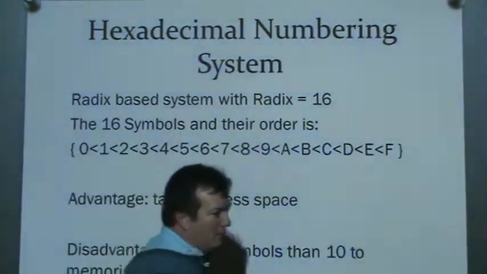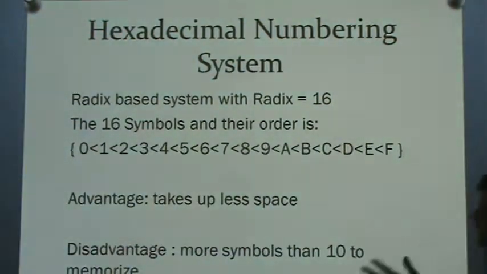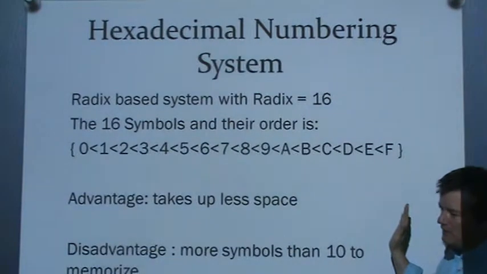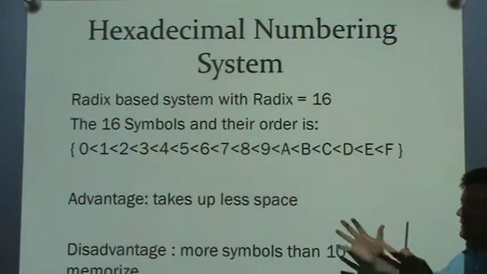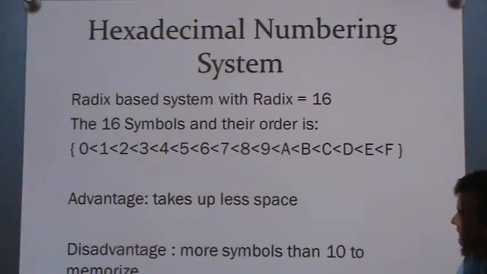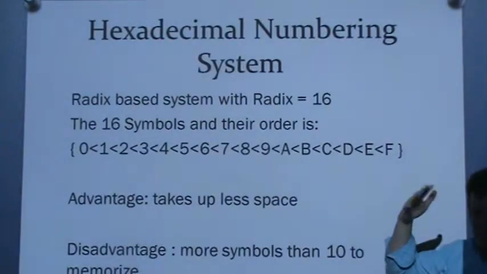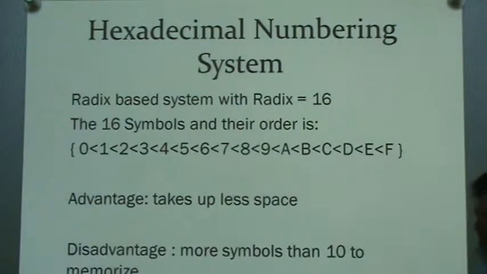But there'd be a lot of memorizing. You'd have to memorize all these symbols and what order they're in. So you could kind of see there's a trade-off. You don't want to use a numbering system that has a very small radix because the numbers get big. They take up a lot of space. If you use a very high radix, it's too much stuff for us to remember. So we're kind of looking for somewhere in the middle.